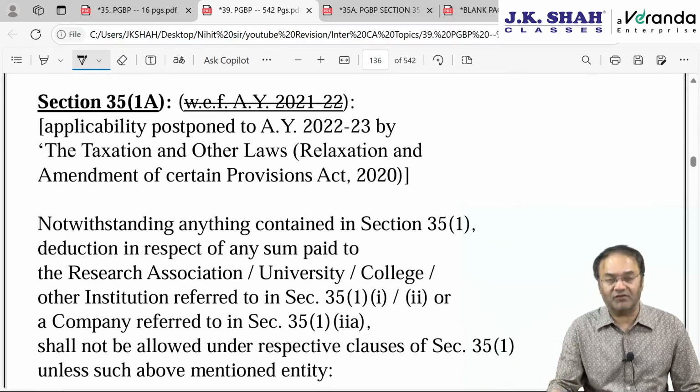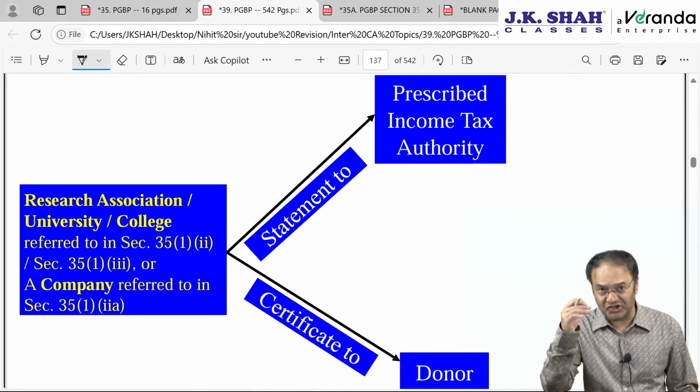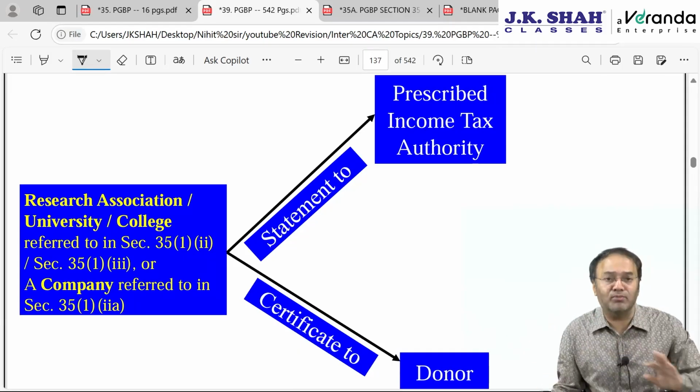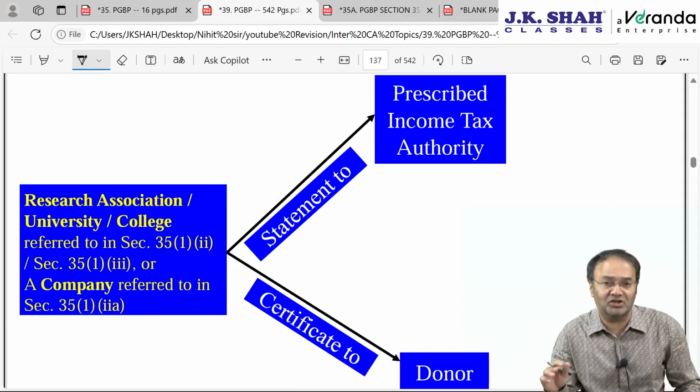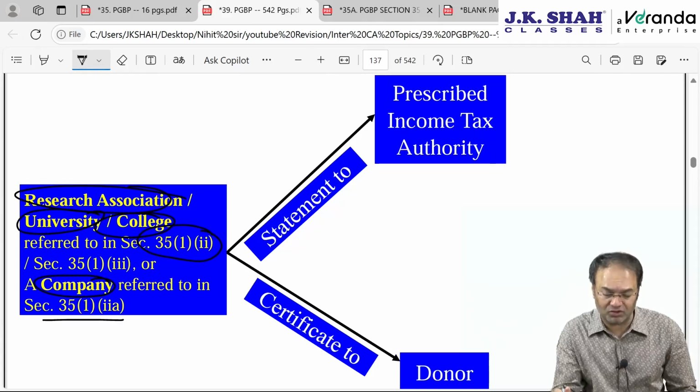Okay, then we have 35 subsection 1A, which states that all these people who are approved for accepting your donation, to whom you are contributing, that is, approved college, university, research association approved under 35(1) clause 2 or a company referred to in 35(1) clause 2A.